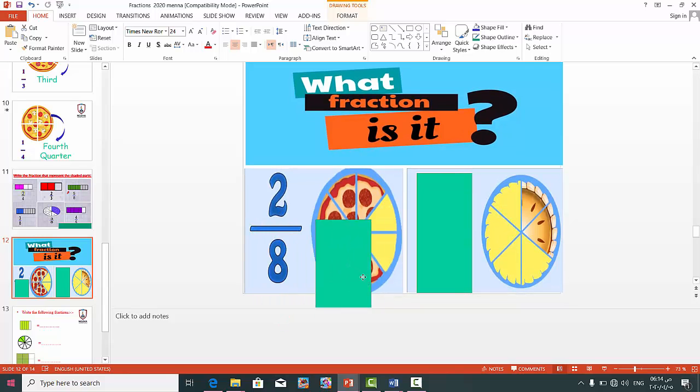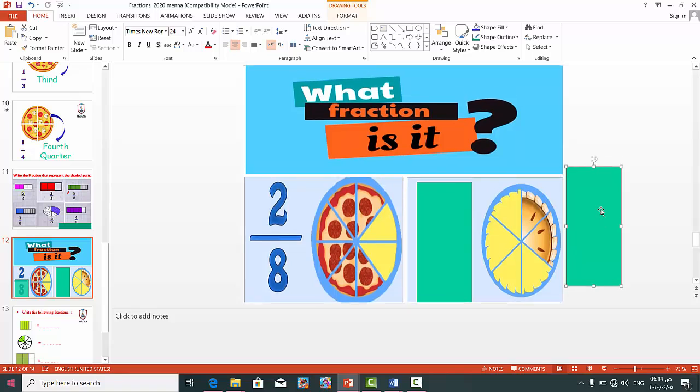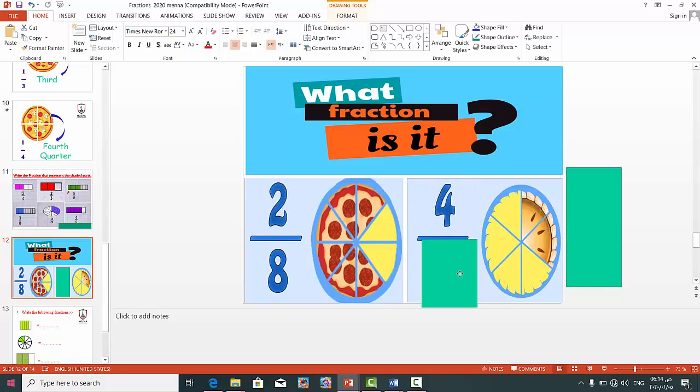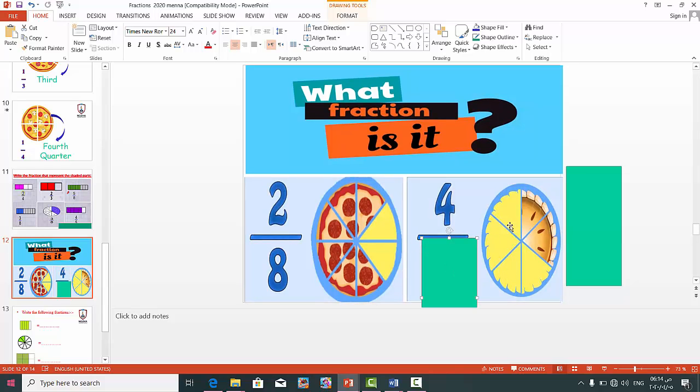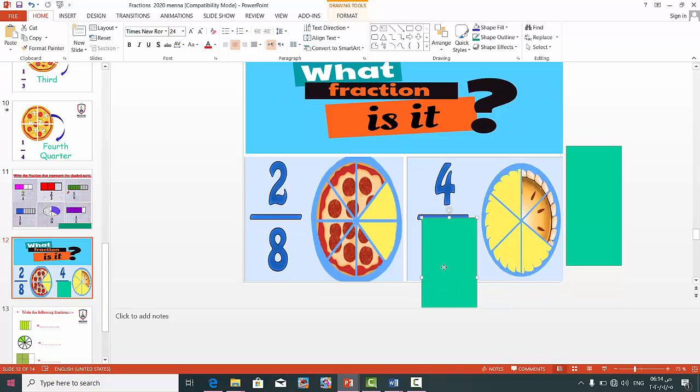Okay, now let's see another exercise. Here, how many parts will I eat, teacher? 1, 2, 3, 4. So the numerator, the number which is up, will be 4. Then how many all parts, teacher? 1, 2, 3, 4, 5, 6. So the denominator will be 6.